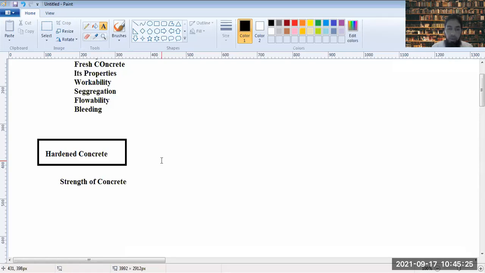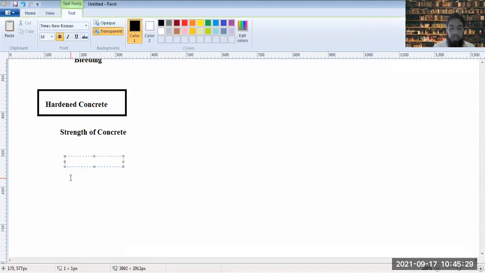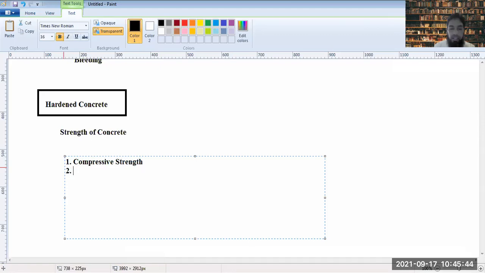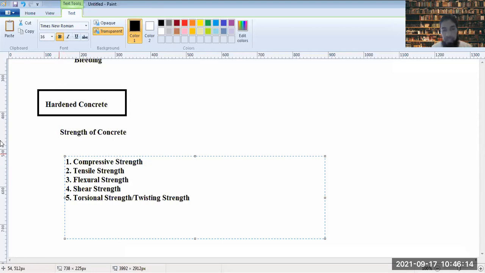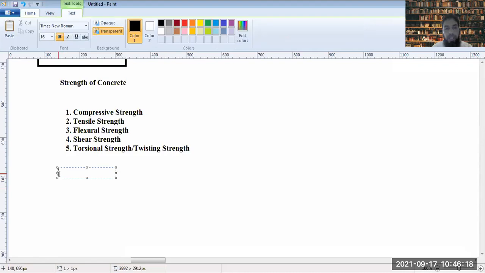Now, strength of concrete: how do we measure strength, and first of all, what are the strength parameters? It's either compressive strength, or tensile strength, or flexural strength, or shear strength, or torsional strength, or twisting strength. So these are the strength parameters on the basis of which we measure the strength of any material.